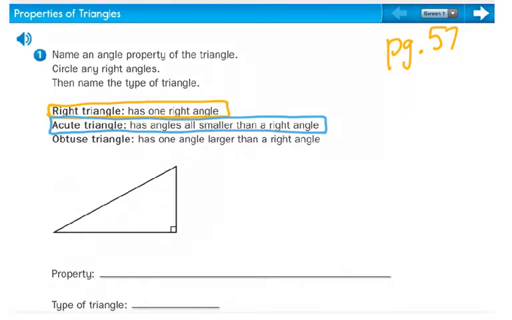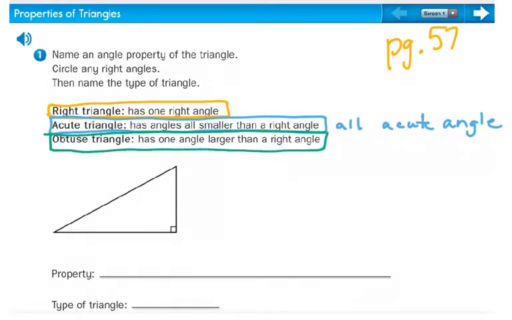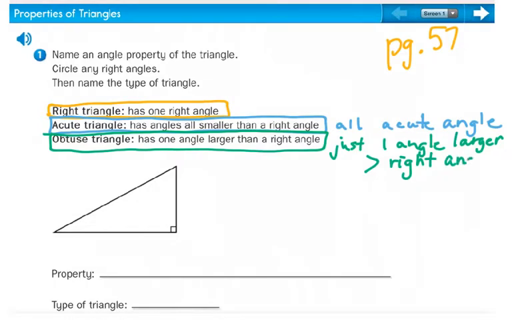If all angles are smaller than right angles, so in other words, they are all acute angles, then we call that an acute triangle. The last one is an obtuse triangle. If it has just one angle that is larger, or what we would say greater than a right angle, just one, we call that an obtuse triangle. So in your math journal on page 57, number 1 shows a triangle. And the first thing that I notice is this.